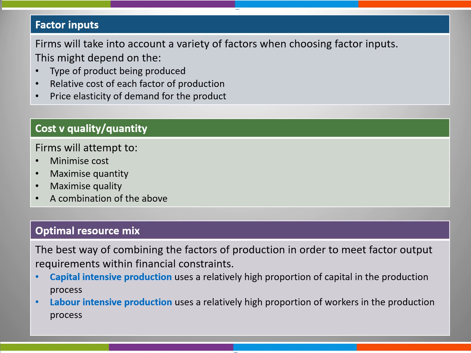Capital-intensive production uses a relatively high proportion of capital, such as machinery in the production of a good or service. This tends to occur in the secondary sector of the economy, i.e. manufacturing. Labour-intensive production uses a relatively high proportion of workers in the production of a good or service. This tends to occur in the tertiary sector of the economy, i.e. services.